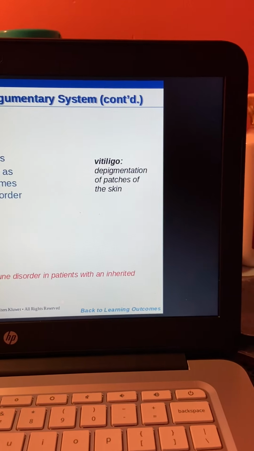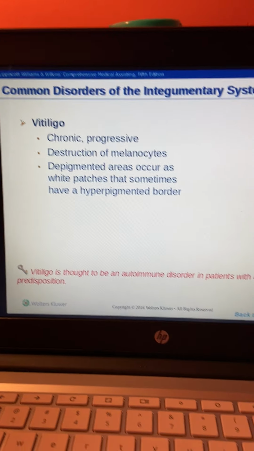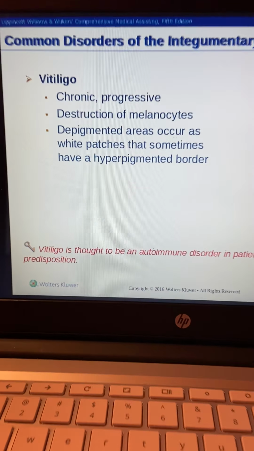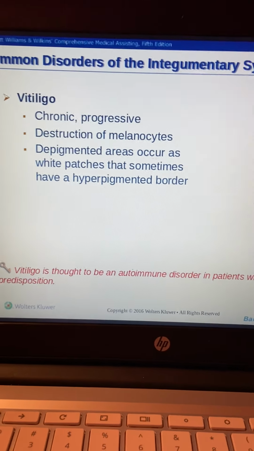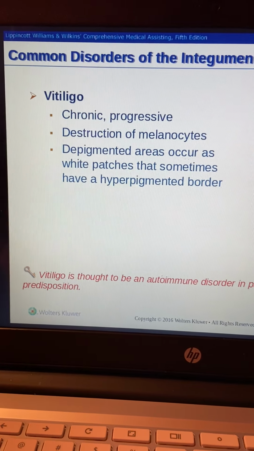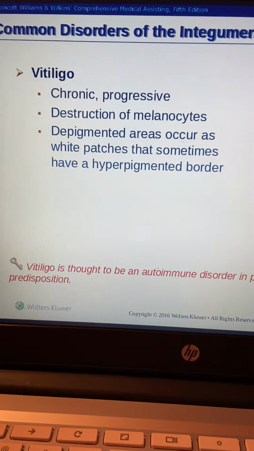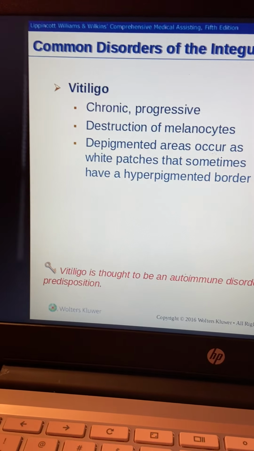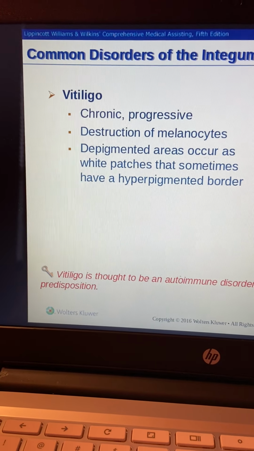Vitiligo. It is a depigmentation of patches of the skin. Vitiligo is thought to be an autoimmune disorder in patients with an inherited predisposition. It's chronic, it's progressive. Destruction of the melanocytes. Depigmented areas occur as white patches that sometimes have a hyperpigmented border. So there's no effective treatment for vitiligo. Your patients are advised to protect the areas from the sun because they are prone to sunburn in the absence of melanin.